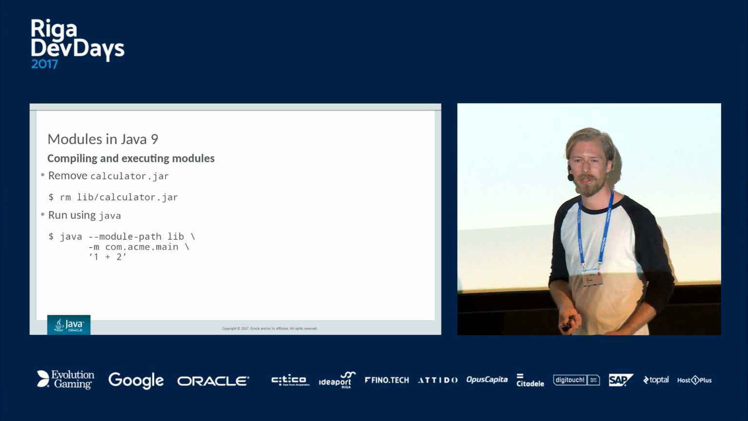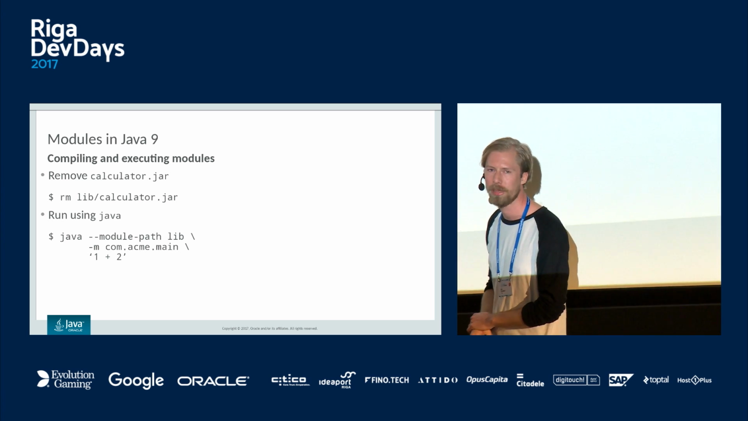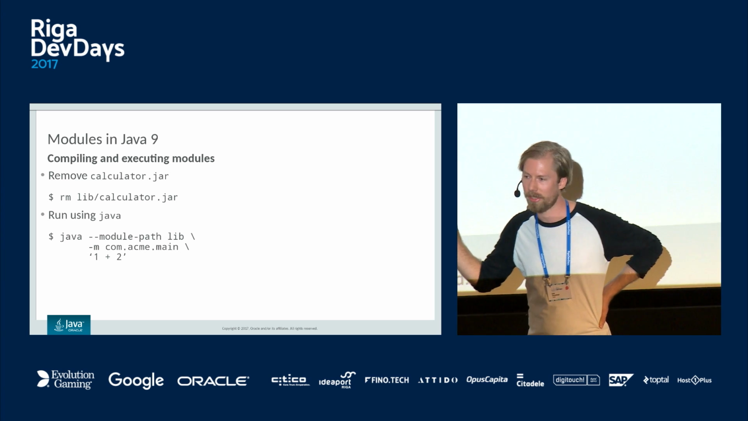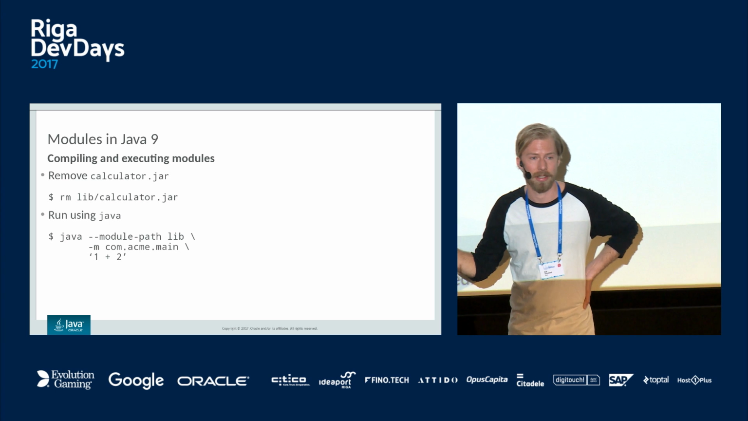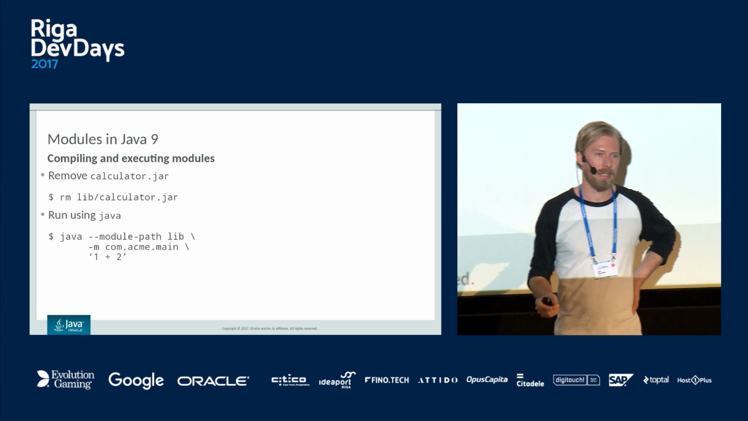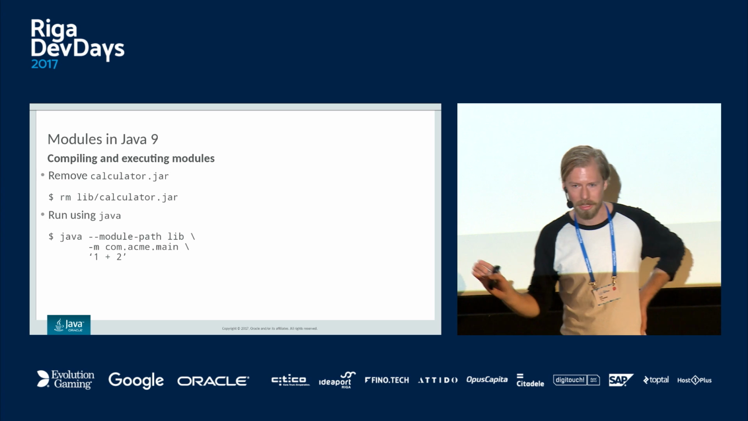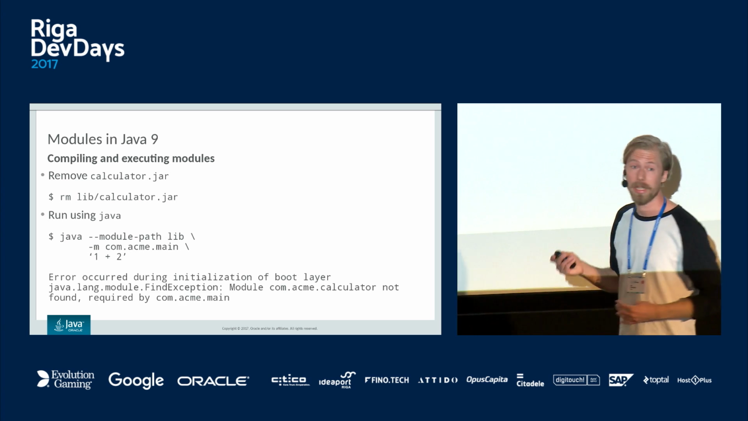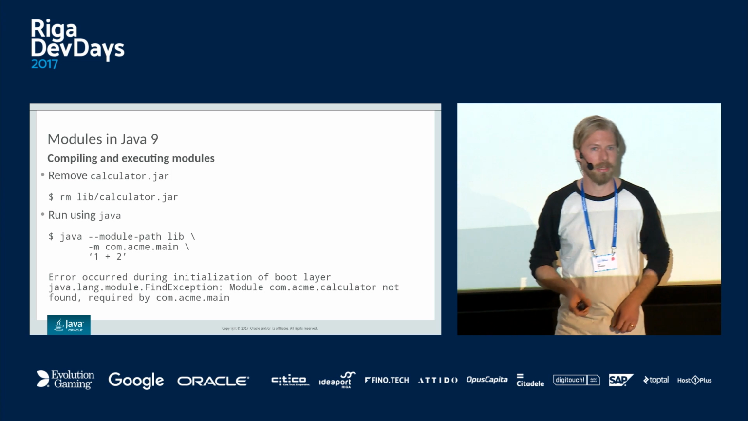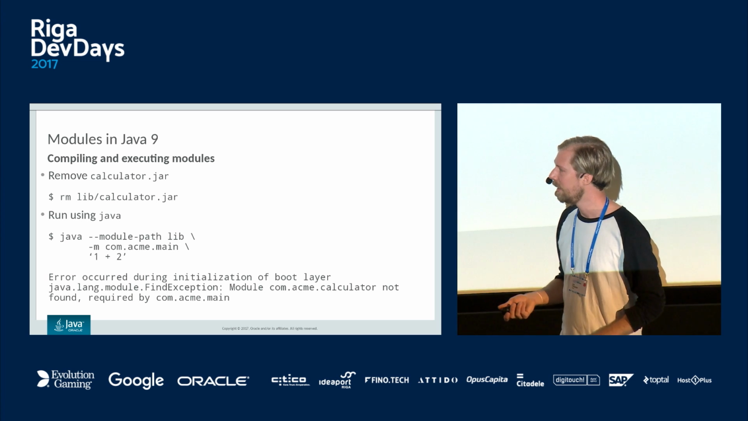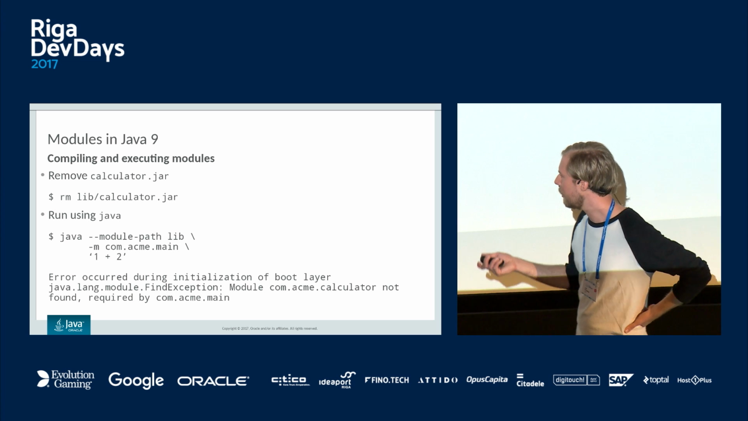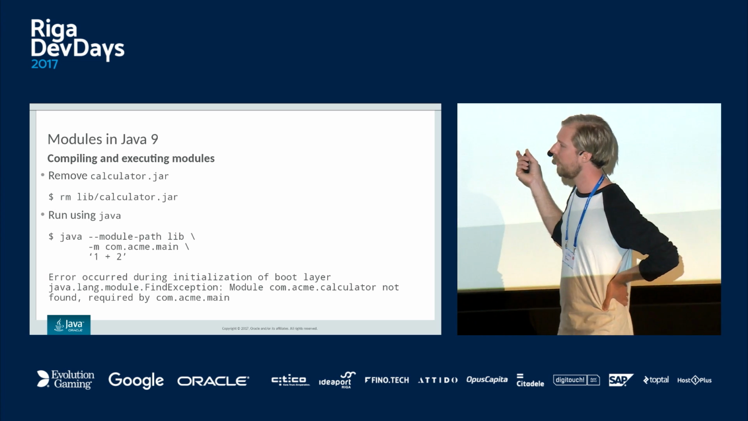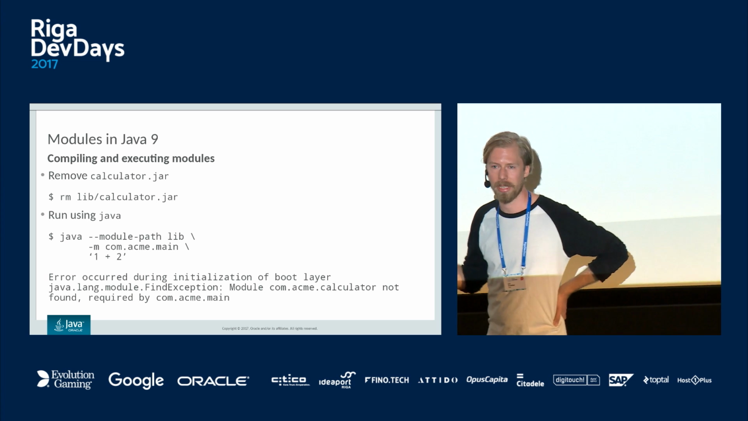So let's play some tricks with Java here. I'm going to be a bit sneaky, and I'm going to remove our library, the calculator.jar, and then try to run Java again, specifying that the lib directory is where you find all the modules you need that you don't know of. What do we get? Oops. We get an error. It says, error occurred during initialization of boot layer. java.lang.module.FindException: Module com.acme.calculator, yeah, that's the one we removed, not found, required by com.acme.main.